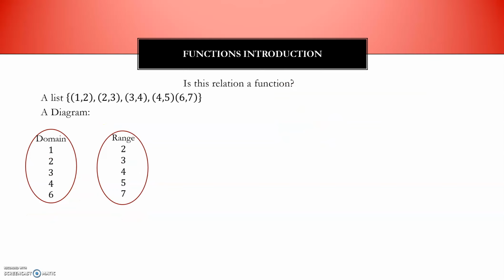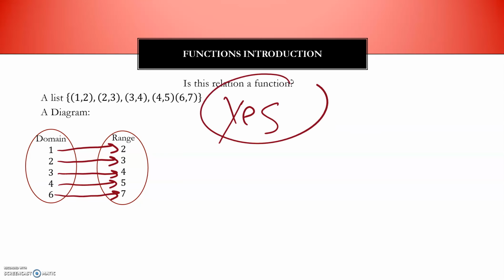Is this relation a function? Well, I'm going to make the mapping diagram. All right, 1 goes with 2, 2 goes with 3, 3 goes with 4, 4 goes with 5, and 6 goes with 7. Okay, each of these x's only has one arrow coming out of it. If I read the list, x never repeats. This one is a function. That's actually y equals x plus 1, if you remember that. Just to give you the rule.